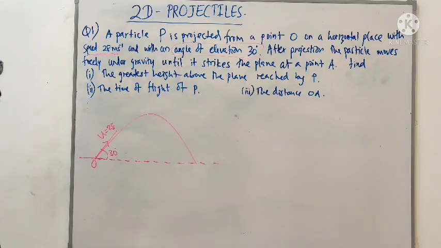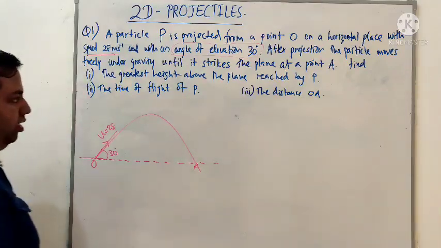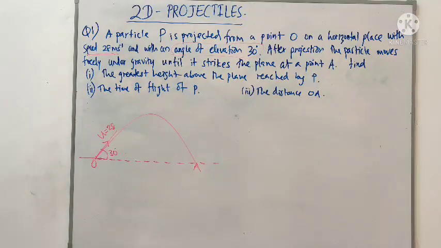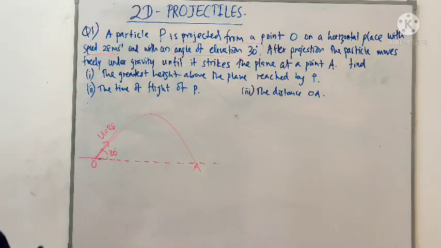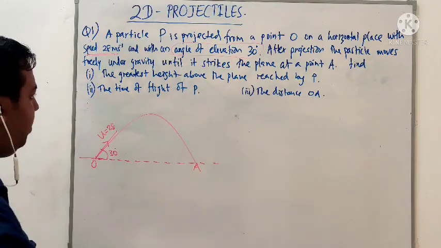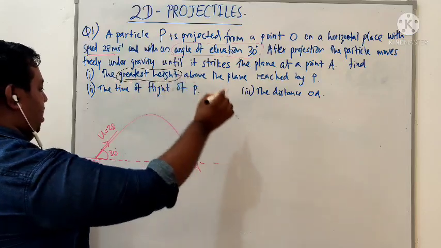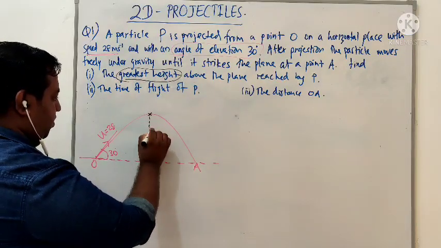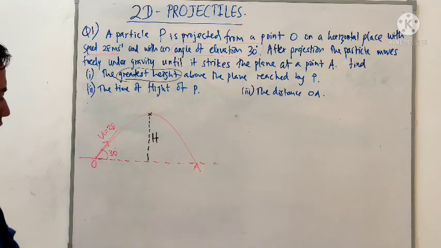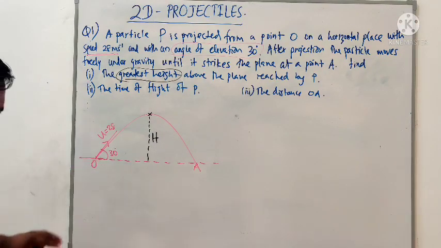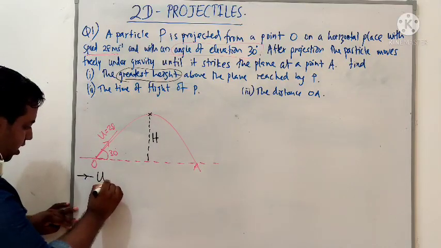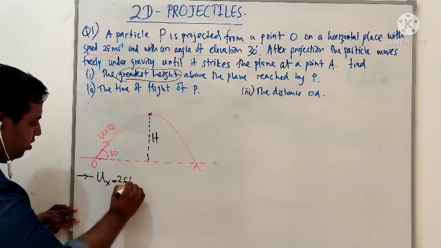After projection, the particle moves freely under gravity until it strikes the plane at a point A. So, same level. Find the greatest height above the plane. This is the horizontal plane, reached by P. This is the particle P. They are asking to find the greatest height H, the maximum point. Right. So we know the initial horizontal component we can find out. I told you, the horizontal initial component is 28 cos 30.